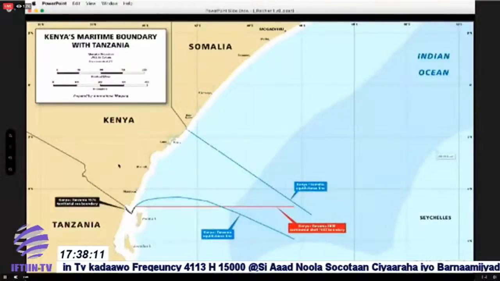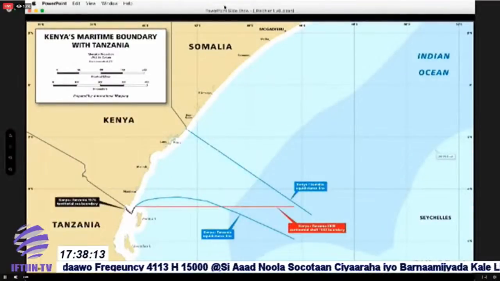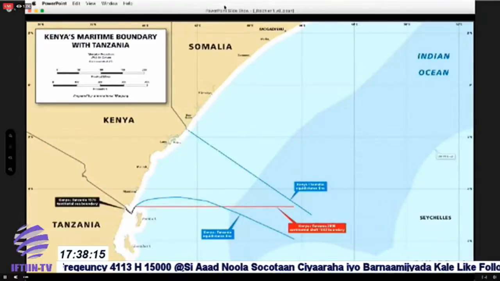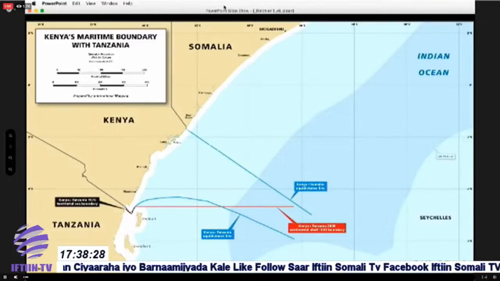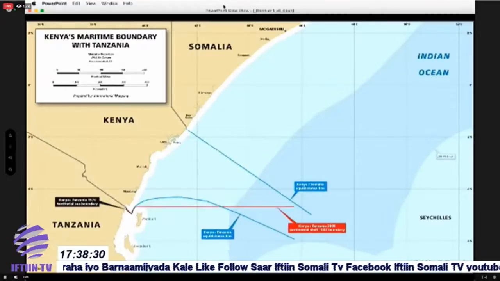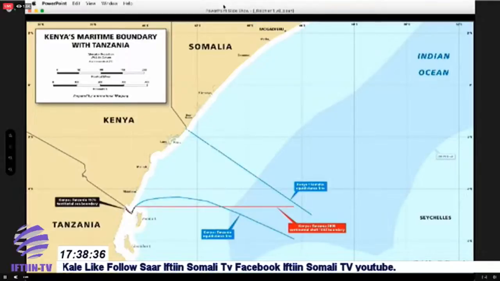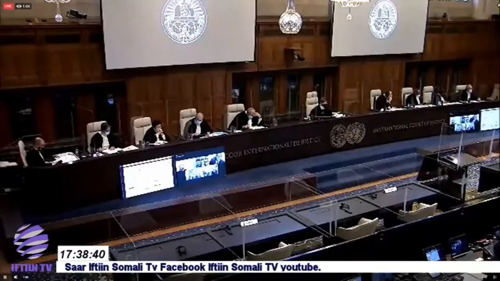This slide, which is also at tab 55, shows in blue the notional equidistance boundaries between Somalia and Kenya in the north and between Kenya and Tanzania in the south. It also shows in black the territorial sea boundary agreed by Kenya and Tanzania in 1976, and in red the continental shelf EEZ boundary agreed by those two states in 2009.